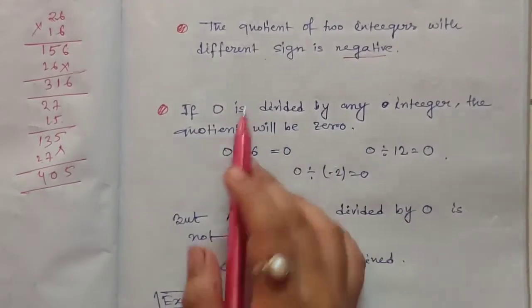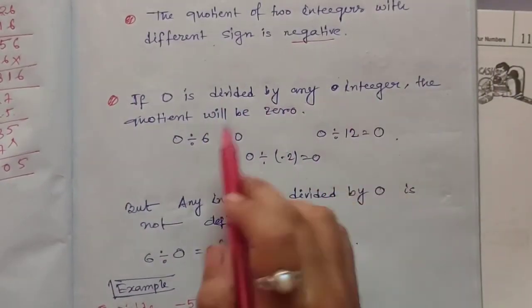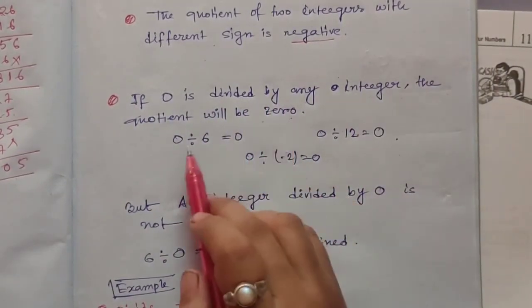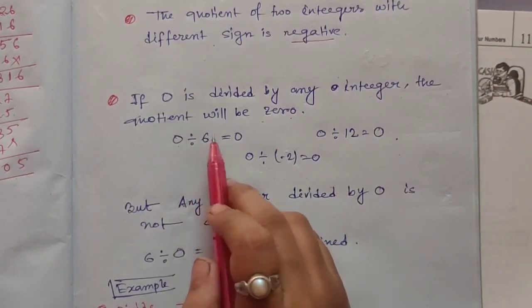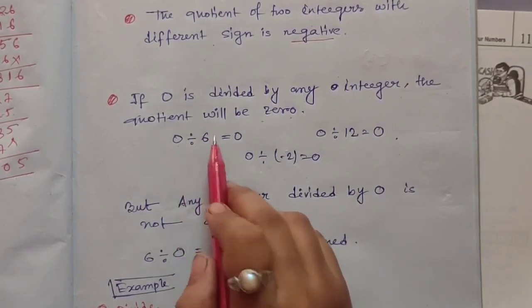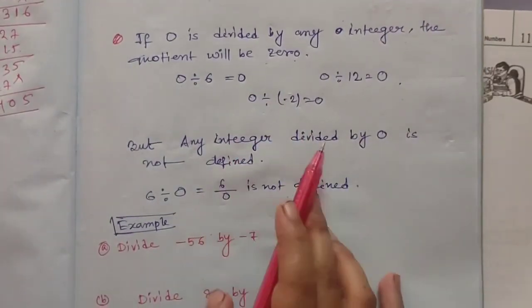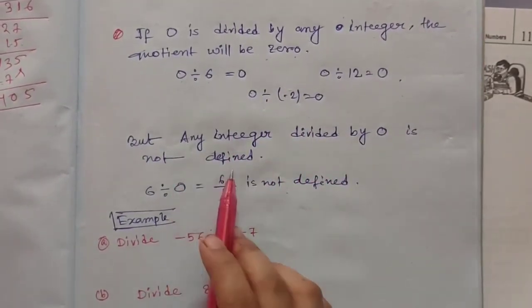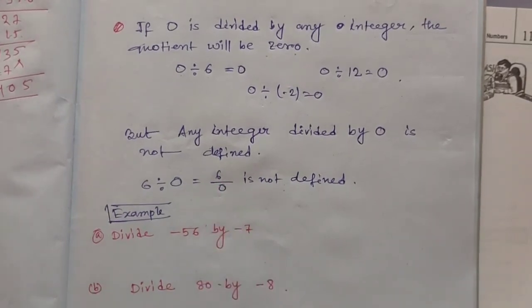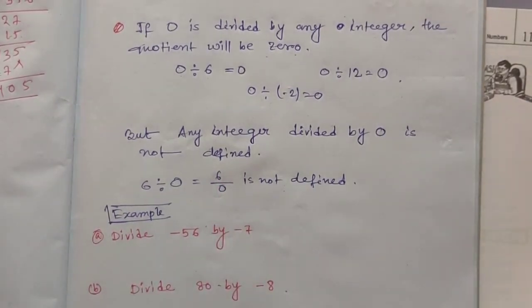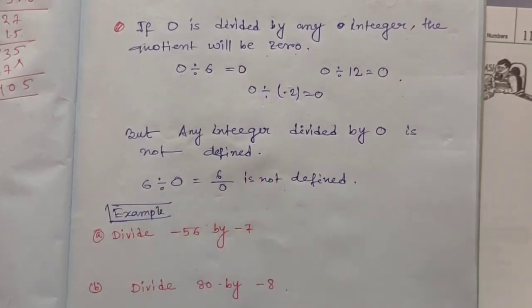Okay, and if 0 is divided by any integer, the quotient will always be 0. So if 0 is divided by any number, the answer is always 0. But any integer divided by 0 is not defined. We cannot divide any integer by 0. That will be not defined.